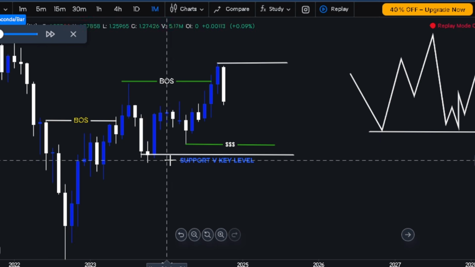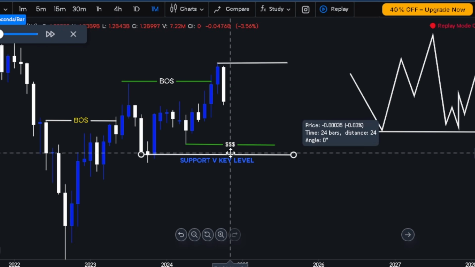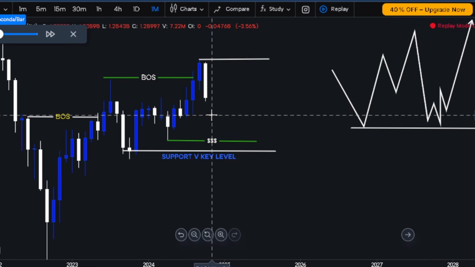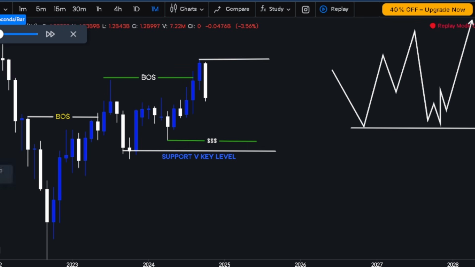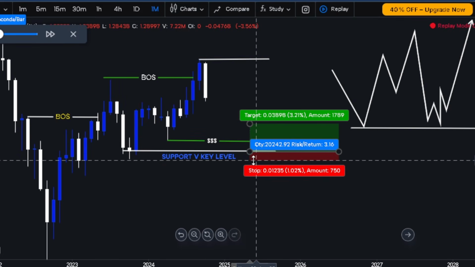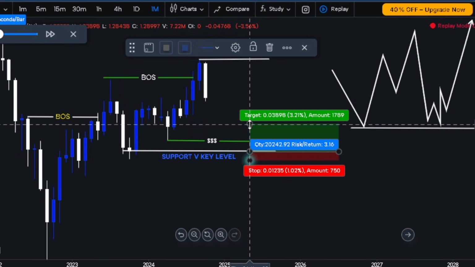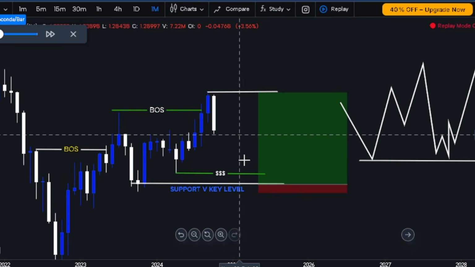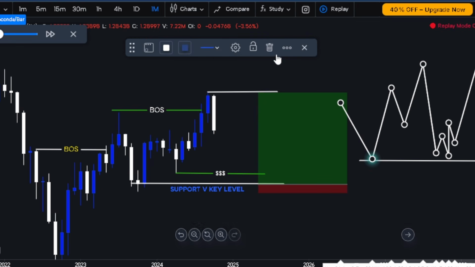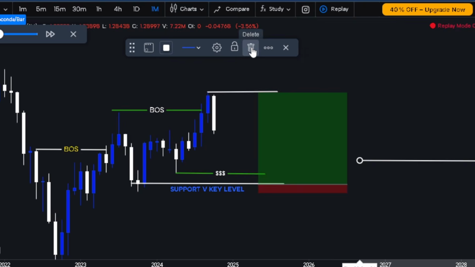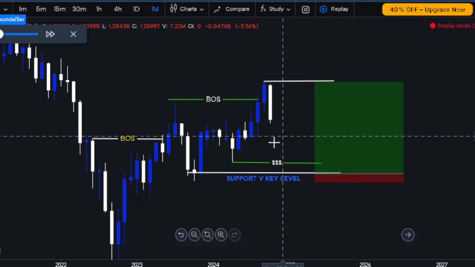So we expect price to get a rejection on this level and then push towards the upside. In such a trade, once you get confirmation on this particular key level, you can place your stop loss right below the swing lows, and you target the previous high. In this particular scenario, we target our monthly high, continuing with the current market structure. It is very clean, very precise.